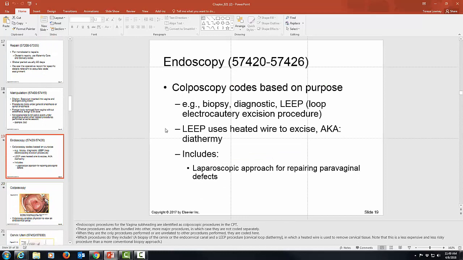Endoscopy. The endoscopy codes, these are all colposcopies. They're based on the purpose. Why are you doing it? Is this for a biopsy? Is it diagnostic? Is it a loop electrosurgical excision procedure?